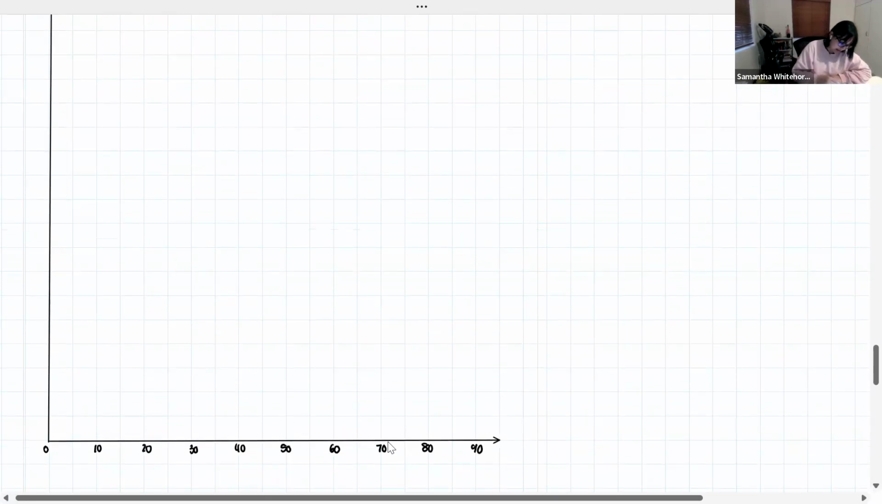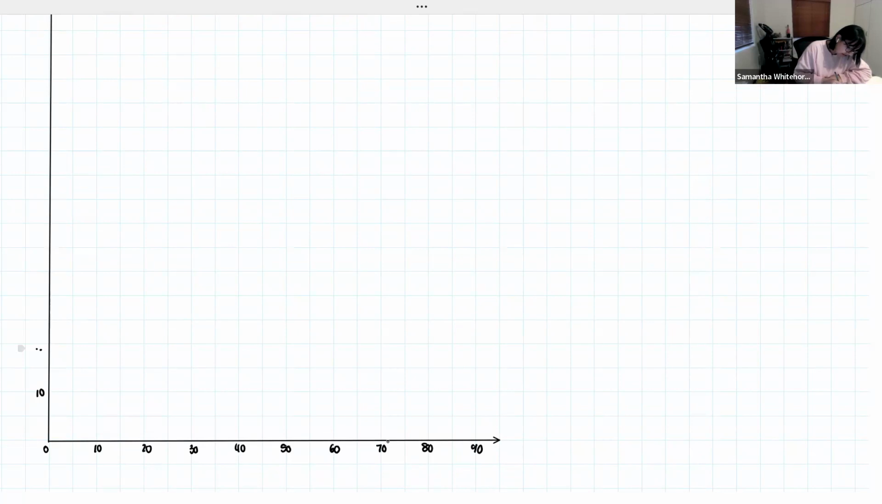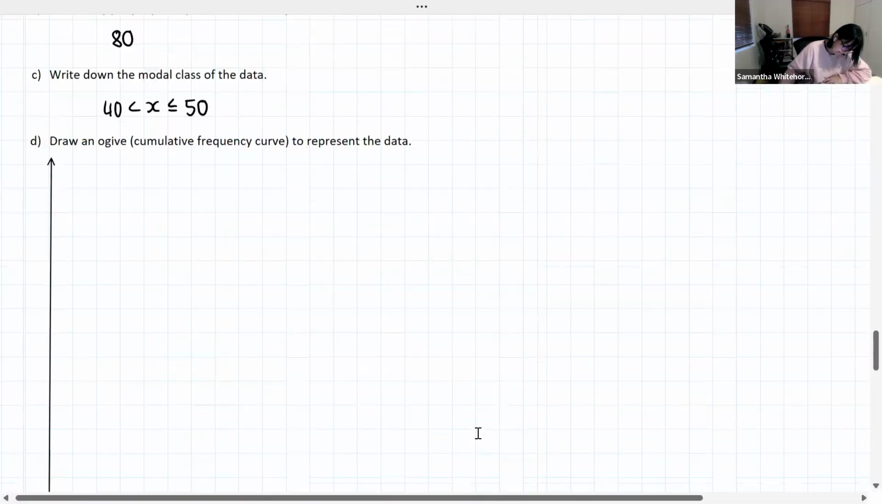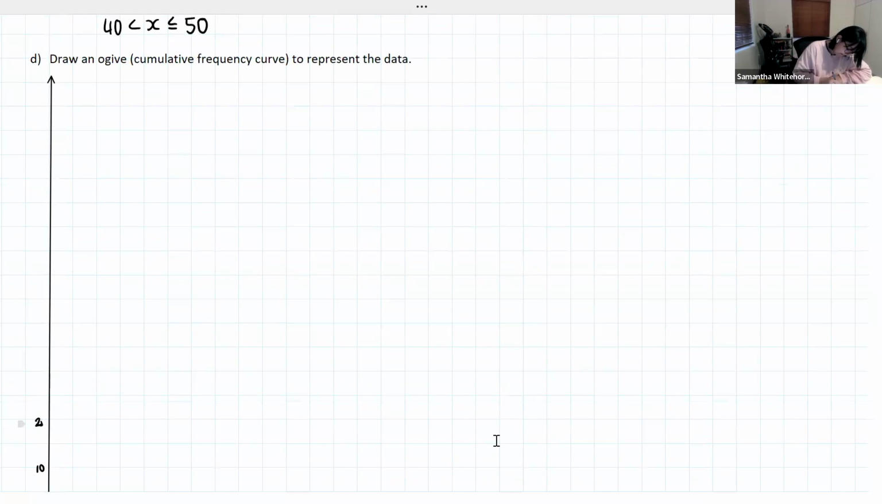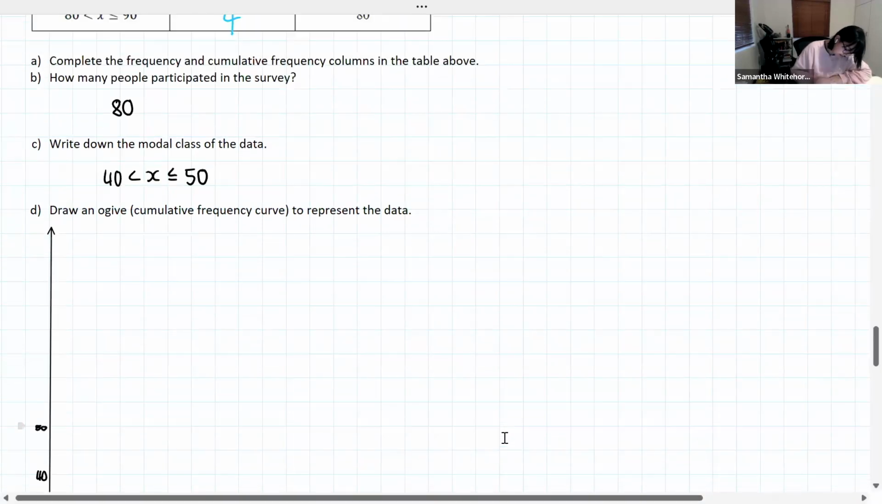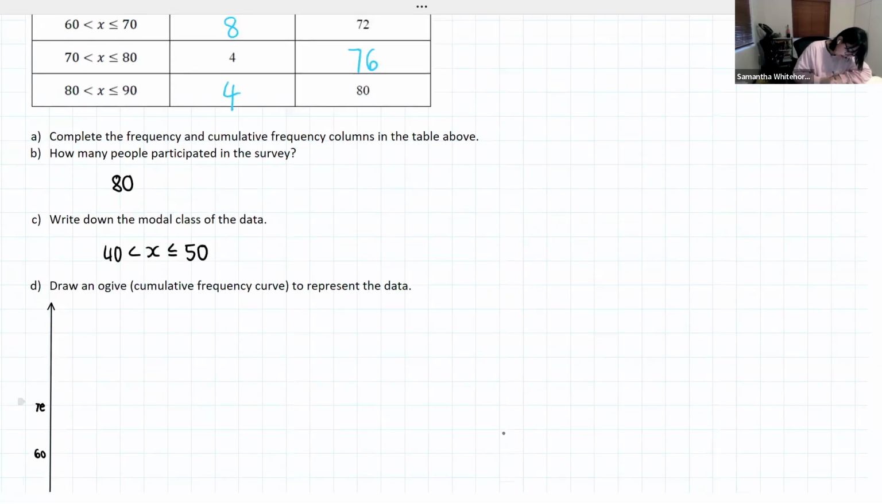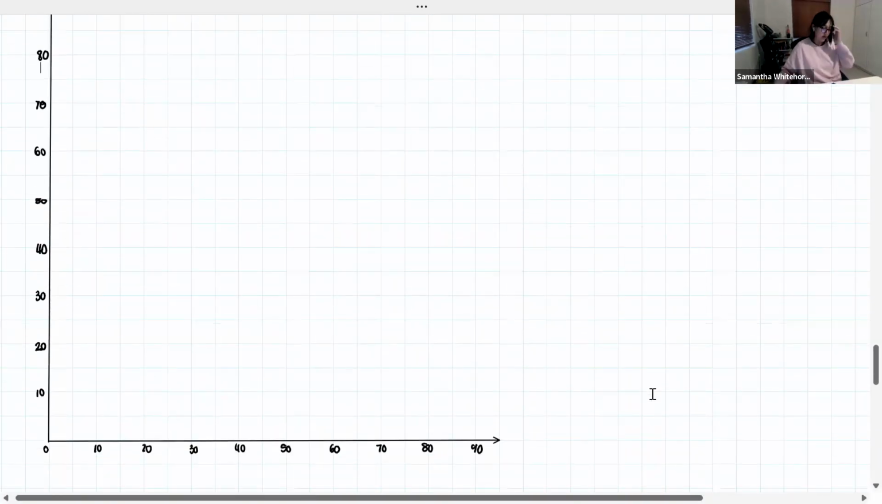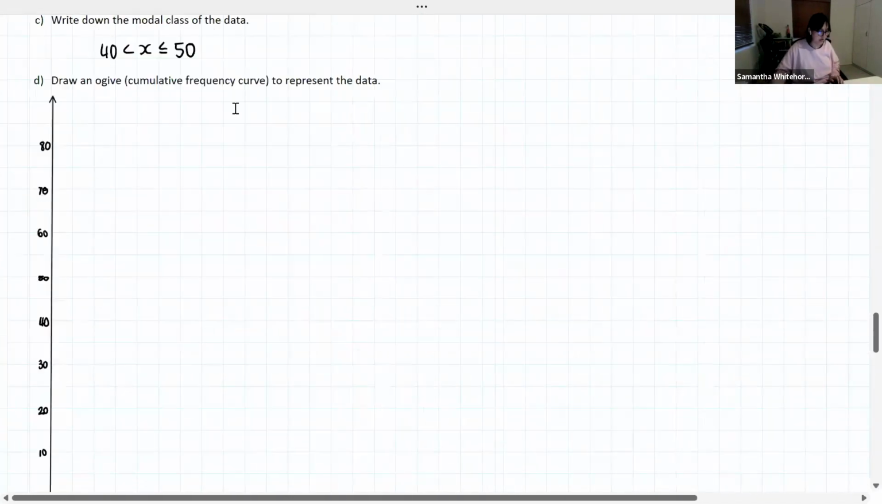So my cumulative frequency has to go up to 80. I'm assuming I went up in 10s as well. Anything's possible when it comes to me. Oh, look at that. Okay. So we've got all of this, and we can now go draw our cumulative frequency. Let's bring our table down so that we actually have our information right here for us.